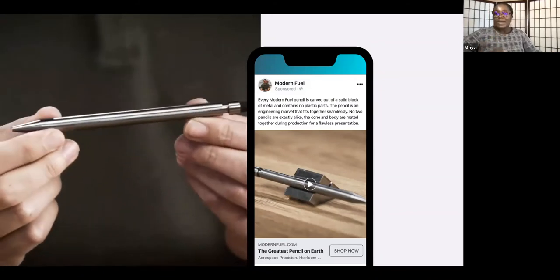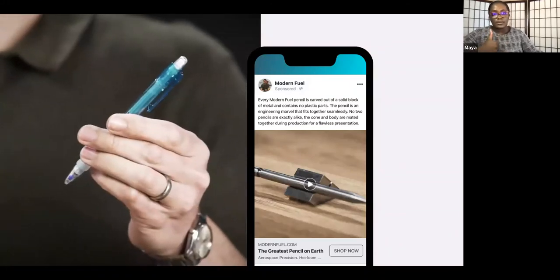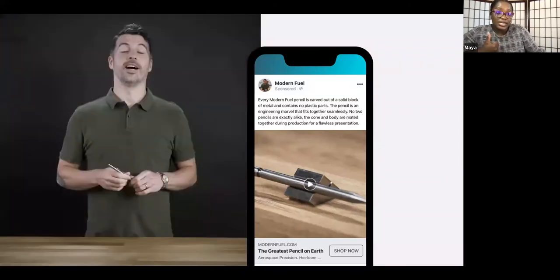Last 2 things that I might add to this creative: call to action. We already talked about why it's important. People need to be told what to do and what they're going to get.